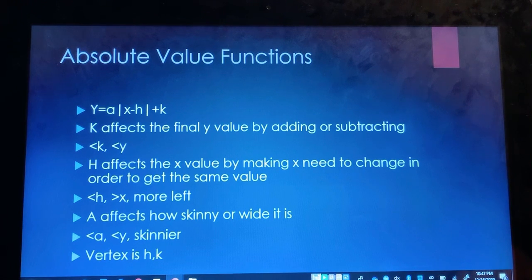And then lastly, we have a, which affects how skinny or wide it is. The greater the a, the greater the y value, and it makes it skinnier. Now the vertex: there are two parts to these functions, the vertex and then whatever lines are coming out of it. The vertex is (h, k). For example, if we have the absolute value of x minus 4, plus 3, the vertex is going to be at (4, 3).